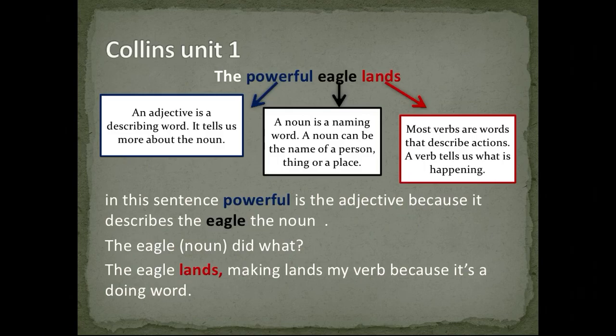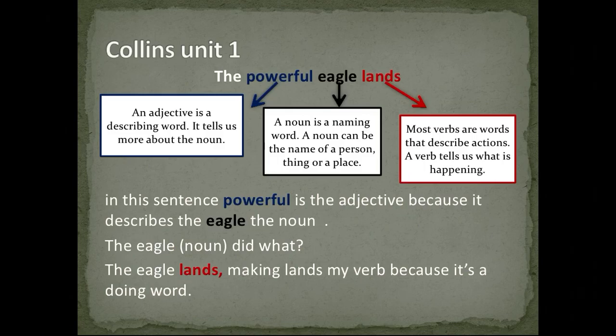The last box is talking about verbs, and it said most verbs are words that describe actions. Describes action. We call it an action verb. Okay? An action word, sorry. A verb tells us what is happening. What is happening? This is a verb.